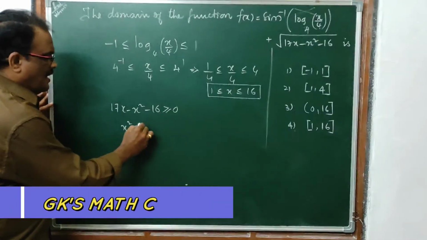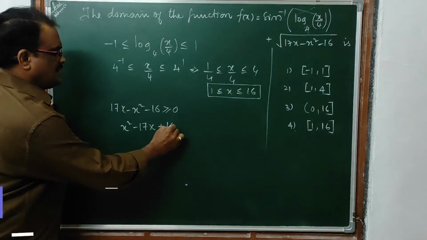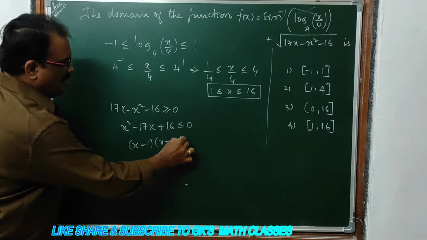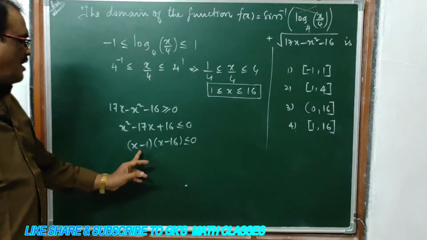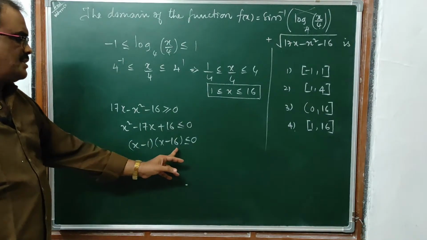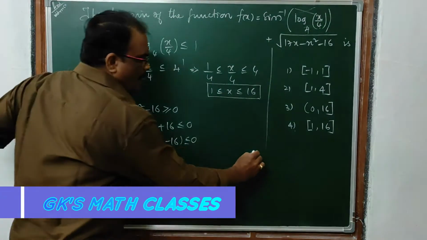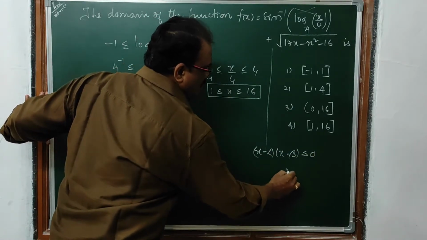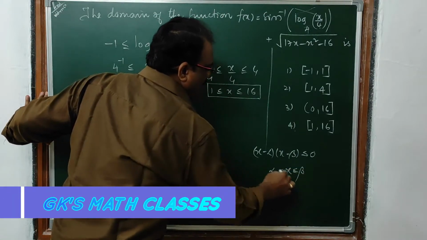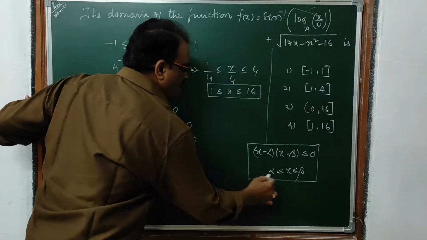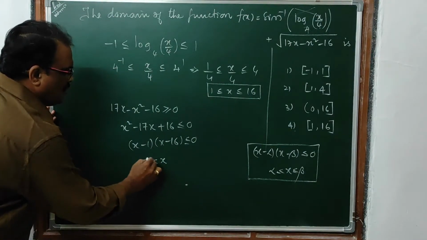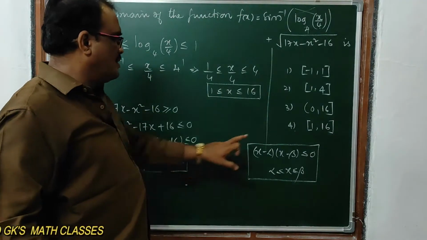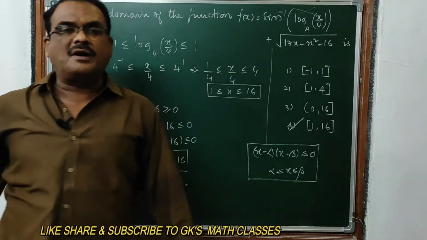Multiplying by minus, x square minus 17x plus 16 less than or equal to 0. x minus 1 into x minus 16, x square minus 16x minus x minus 17x plus 16. We have with us the formula, x minus alpha into x minus beta less than 0 or less than or equal to 0, x lies in between alpha and beta. We have with us the quadratic expression formula. So x should lie in between 1 and 16. So both the terms tallied. So our answer is closed 1 comma 16.